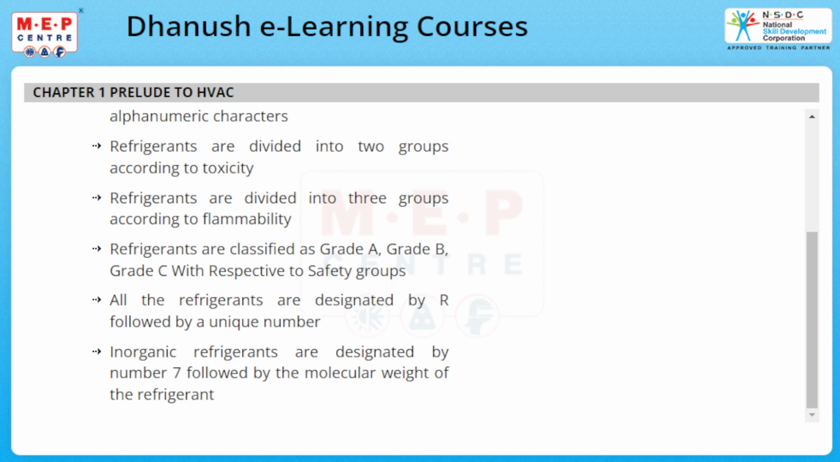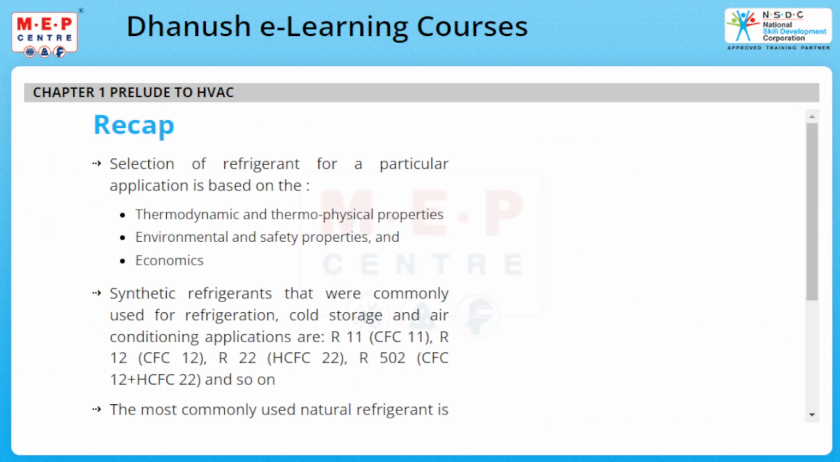All the refrigerants are designated by R followed by a unique number. Inorganic refrigerants are designated by number 7 followed by the molecular weight of the refrigerant. Selection of refrigerant for a particular application is based on the thermodynamic and thermophysical properties, environmental and safety properties, and economics.